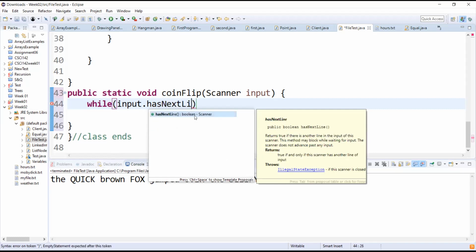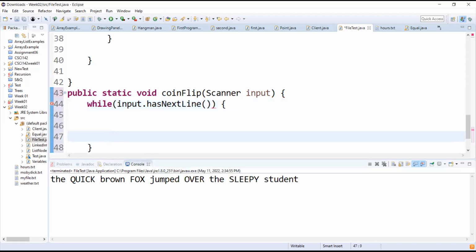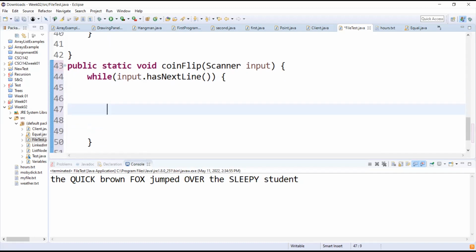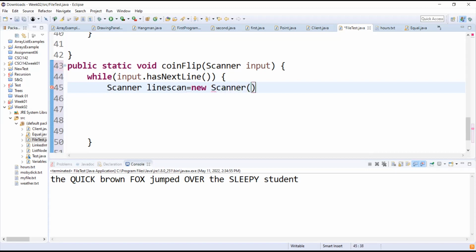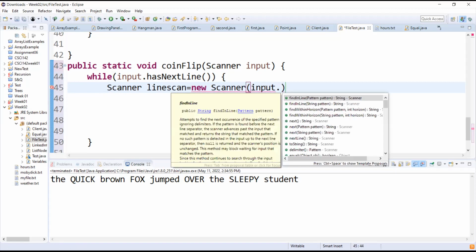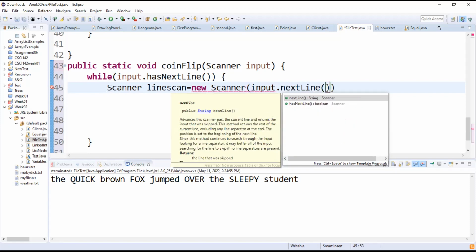So we have a line, input dot hasNextLine. This is our major while loop, so we're going line by line. Now, as we have the line, we have to scan that line. First of all, take the line. To take the line, we'll call another scanner lineScan. You can give any name you want, equals new Scanner to scan that line. And what we pass in that scanner is this whole statement, input dot nextLine, to take the line, so that it can increment. After this input dot nextLine, our cursor in our file has moved to the next line.